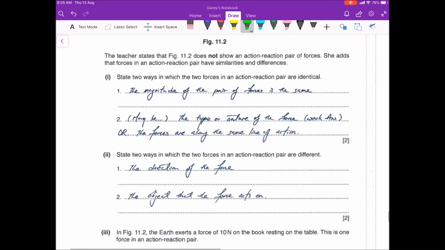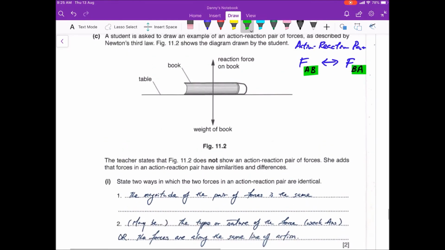Okay, so here it says, the teacher states that figure 11.2 does not show an action-reaction pair. Why? The weight of the book is from the earth acting on the book, right? The reaction force, which is the normal contact force, is from the table on the book. So you can see here the symbol is not the same. Both of them are acting on the book, so they are not an action-reaction pair. Okay, so that's why the teacher is correct.